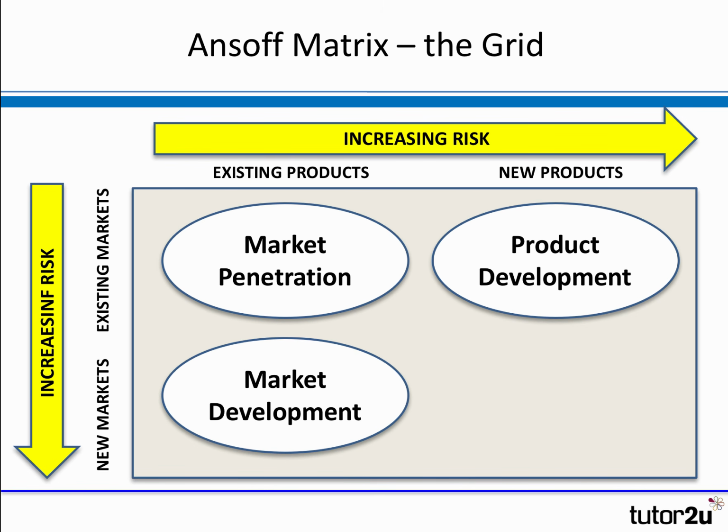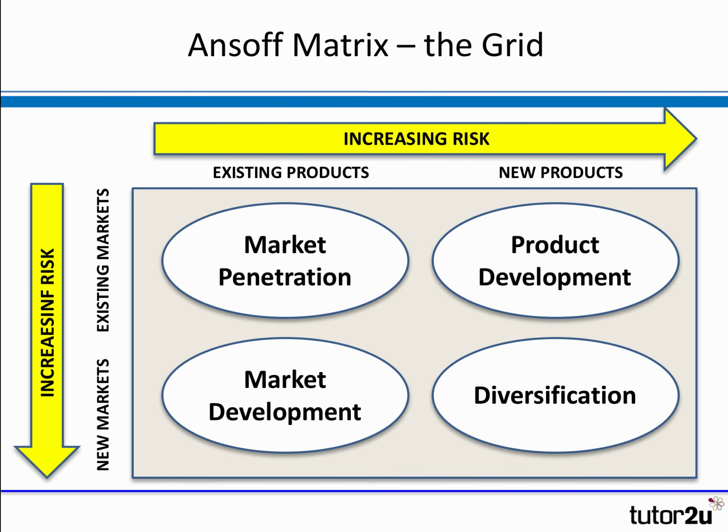The third part of the Ansoff Matrix is called market development. This is where the business decides to use its existing products, but tries to find new customers for them in new markets. And lastly, the famous fourth part of the grid, the bottom right, which in theory is the riskiest of the four options, is called diversification, where a business tries to sell new products into new markets. And that's why, looking at the yellow arrows of risk, diversification is usually identified as the riskiest of the four options in the Ansoff Matrix.